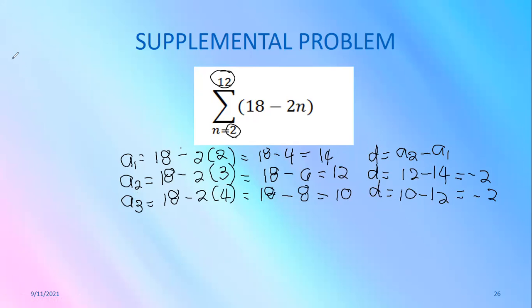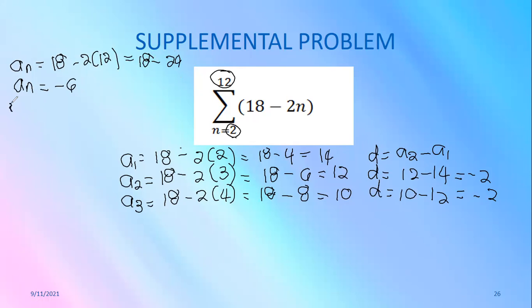Okay, so kunin natin yung nth term nito, so which is a sub n. Okay, which is equal to 18 minus 2 multiplied by 12. Okay, which is equal to 18 minus 24. Ang nth term mo ngayon, negative 6. Meron ka ng negative 6, may first term ka na, common difference. Solve for the value of n.